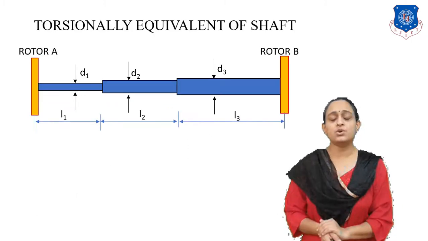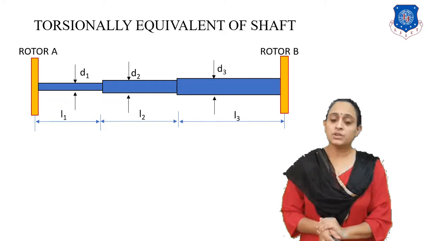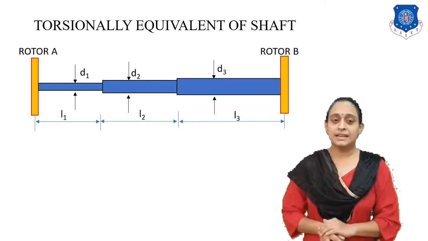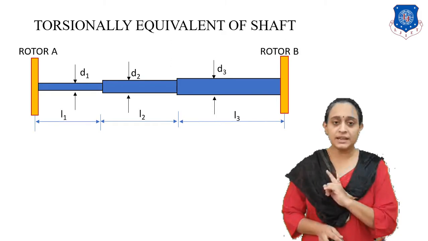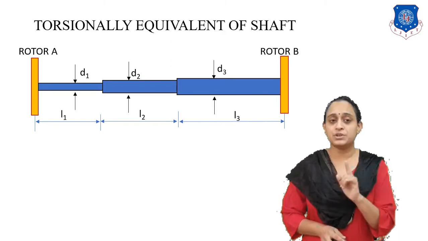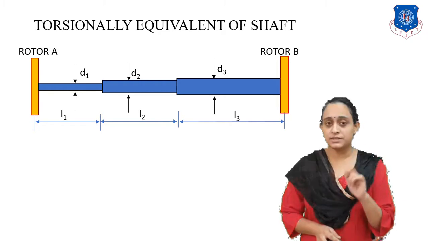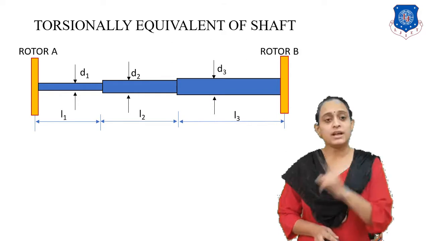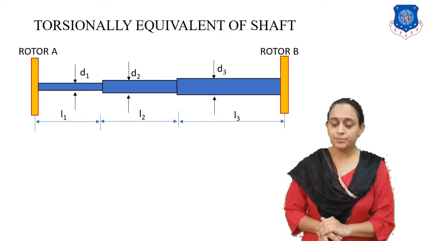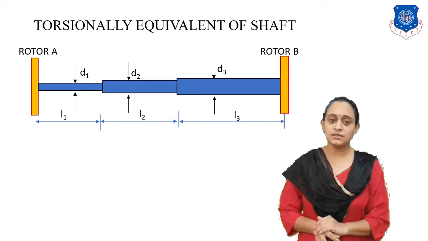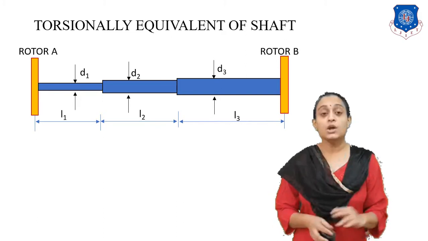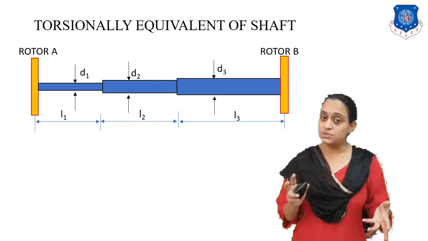Now let us have the torsional equivalent shaft. In this torsional equivalent shaft, we have rotor A and rotor B, with different diameters. So we are having the stepped shaft. It means diameters D1, D2 and D3 and the lengths L1, L2 as well as L3 in our case. If we want to solve this equation or the theory, first of all we have to consider that both these rotors rotate in the opposite direction.